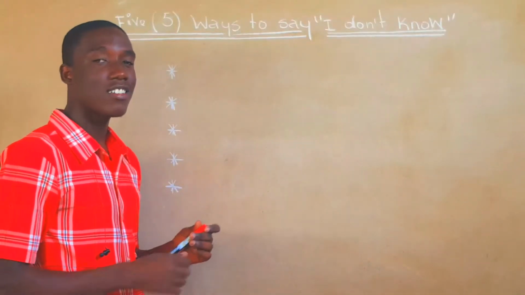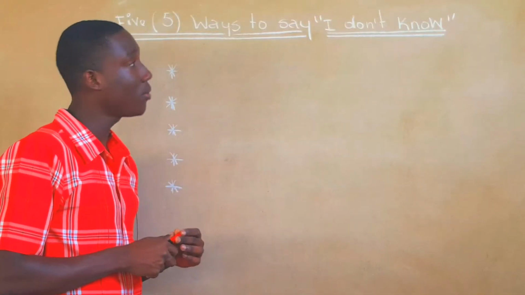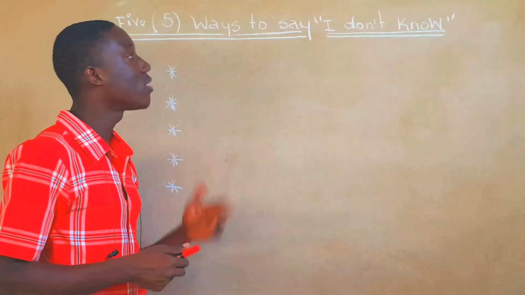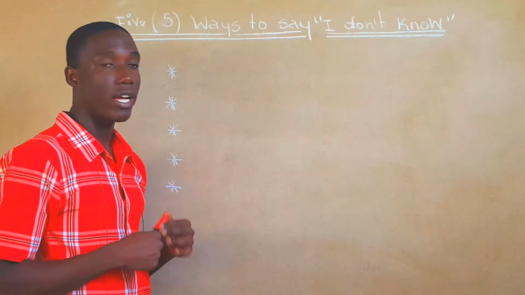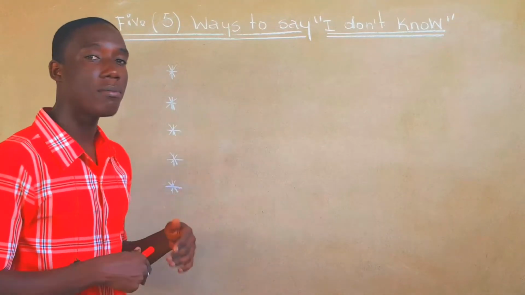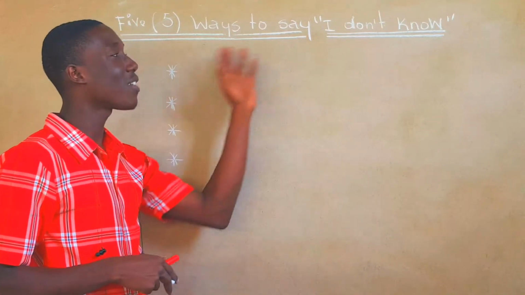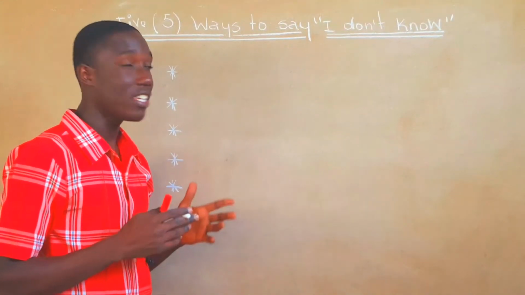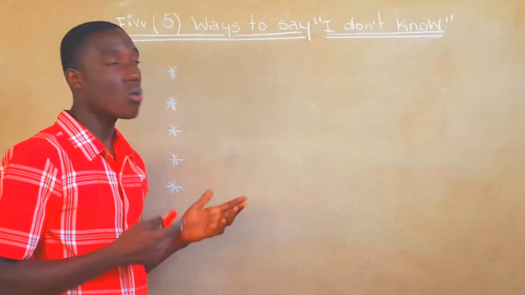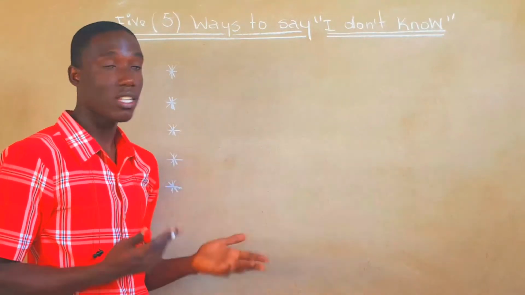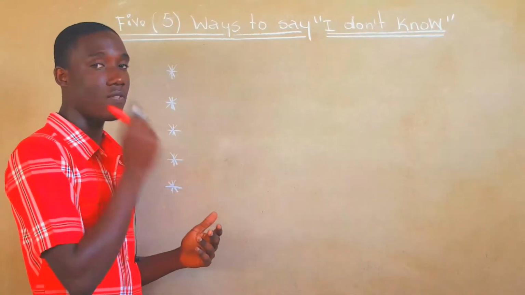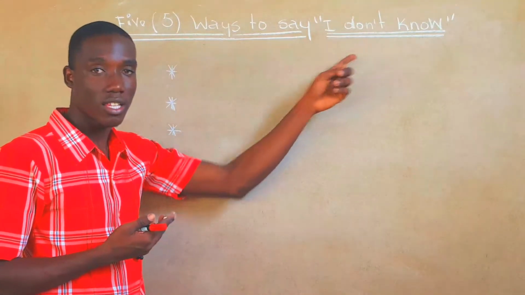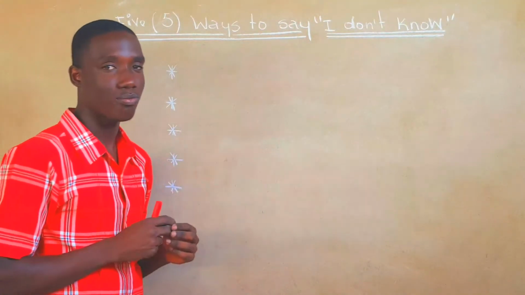Okay guys, as I said previously to you, today you are going to learn 5 ways to say I don't know in English. I usually see that you always use this sentence, I don't know, but in this video, I'm going to help you stop saying this sentence, I don't know.